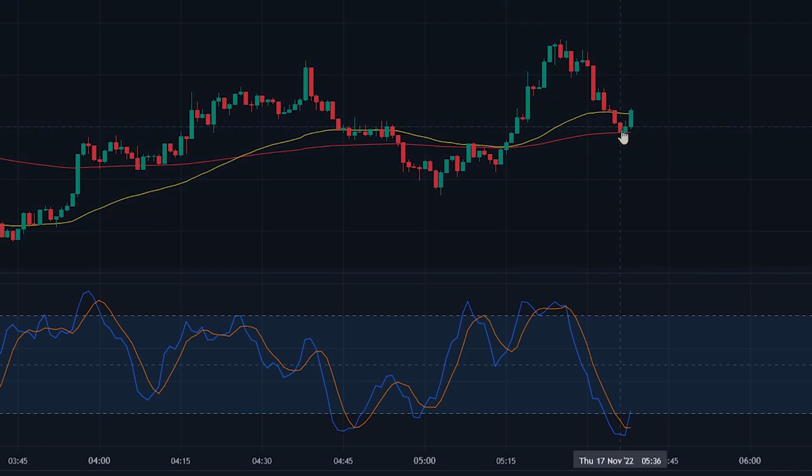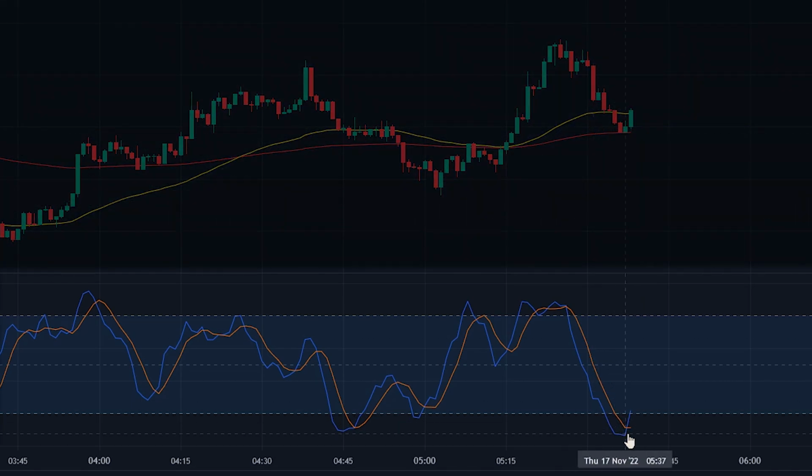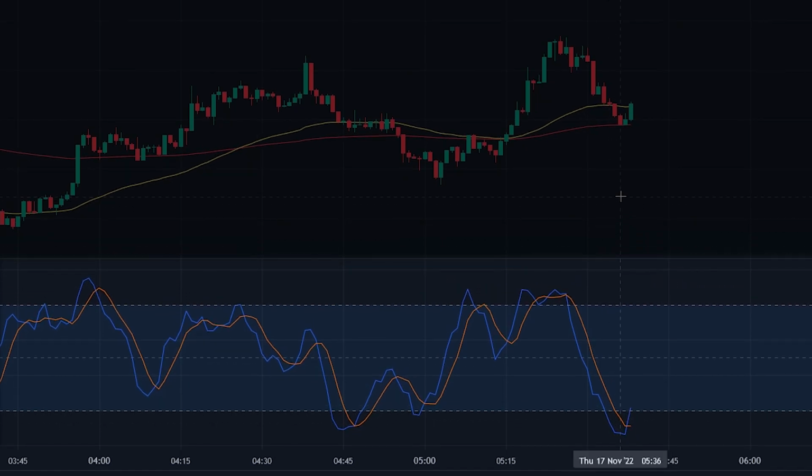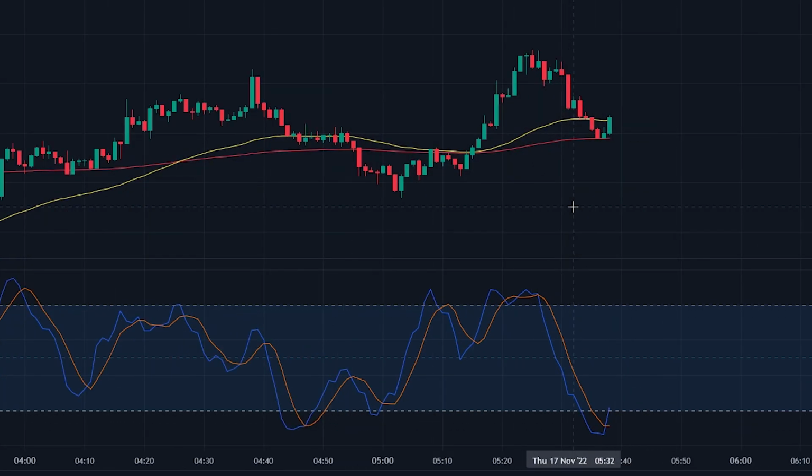Now we will need to check the stochastic indicator and make sure that it's oversold. We will also need to make sure that the blue line has crossed above the orange line. The signal will be considered valid if the cross happens in the oversold area or very close to it. This indicates that the market will continue moving in the upwards direction.